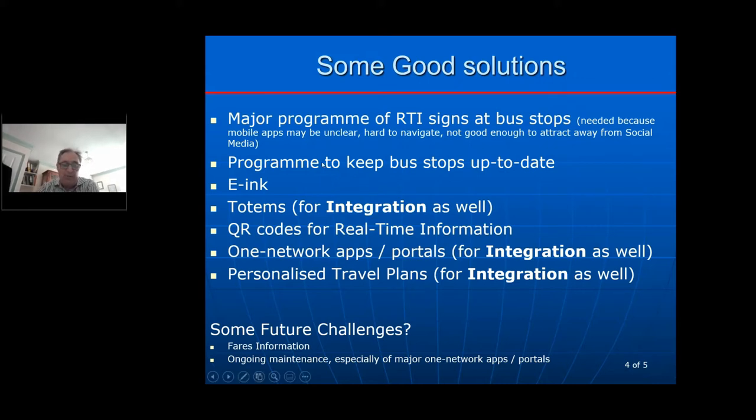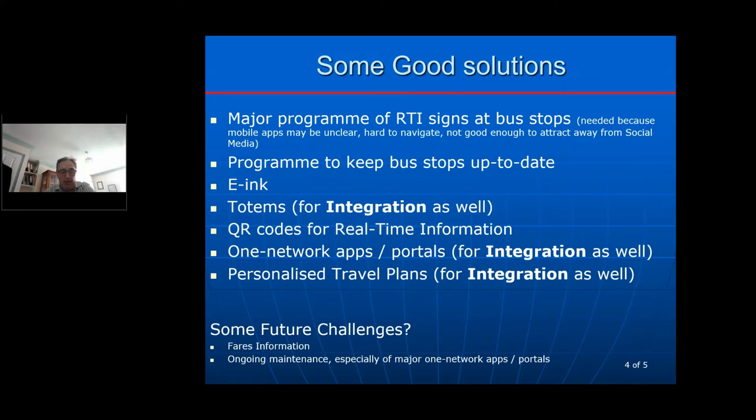Dynamic or electronic paper, if you like, which can be updated easily, but can give real-time information without the expense that might be needed to have a more conventional or older style RTI sign. One authority, at least, there may well be more, but certainly one I noticed, is planning on totems, and those are not just signs or totems in the street, but electronic digital signs as well, so they provide the capacity to display information about an integrated network.